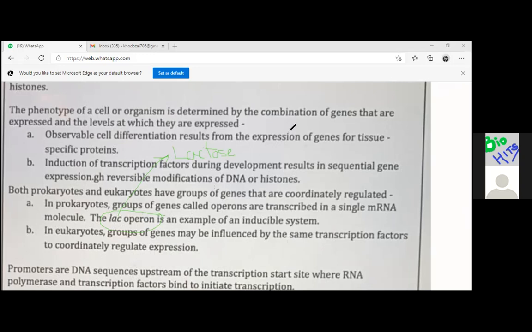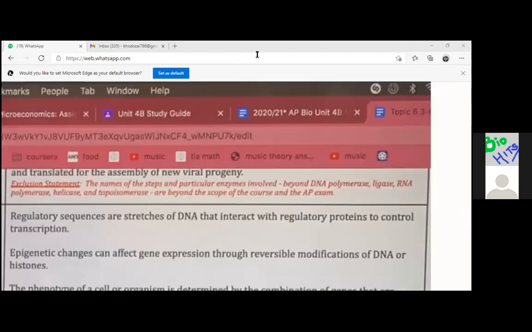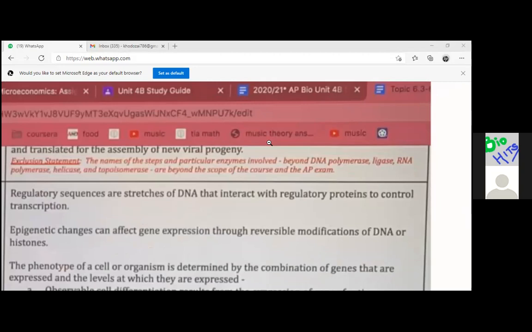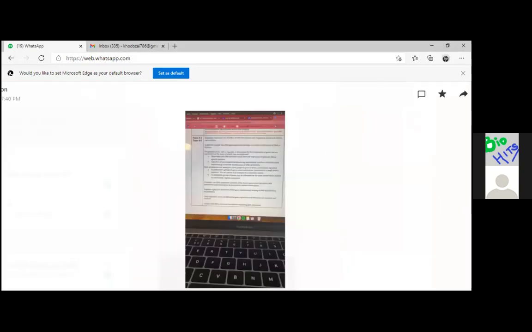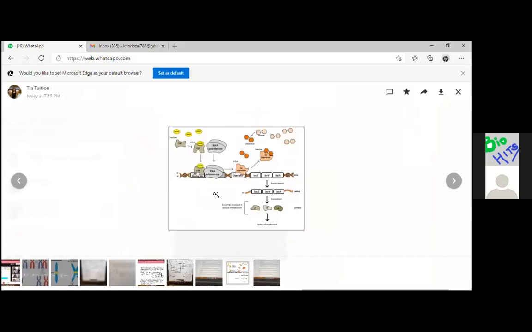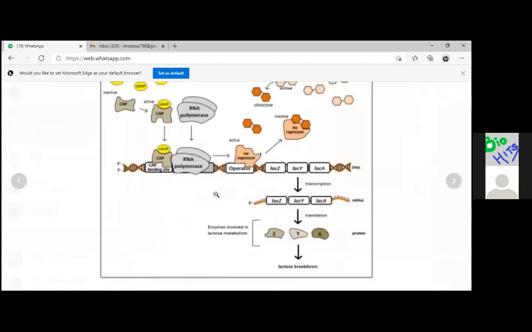Now I will use the diagram that you have shown me. I will show you this concept, how exactly it works. Okay, just one minute. The other picture is here. Now look at this picture.